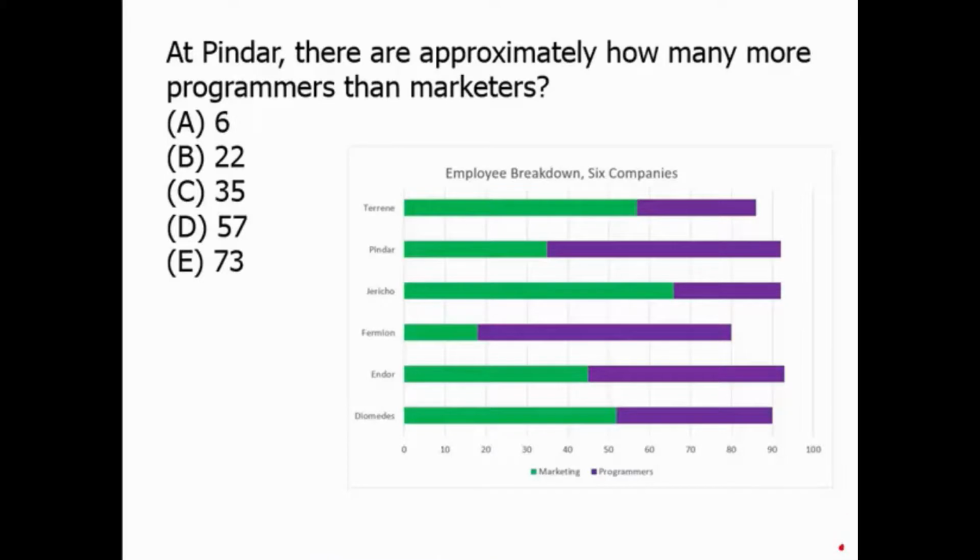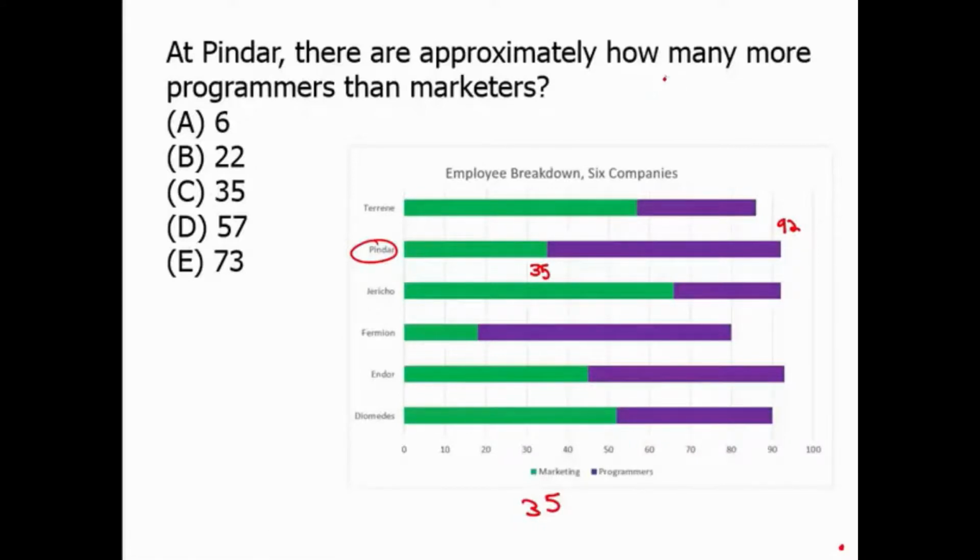So at Pindar, there are approximately how many more programmers than marketers? So we look at the Pindar bar, starts at 0, looks like it goes up to exactly between these two lines, so that would be 35. So there are 35 in marketing. And then it looks like it goes up to 92.